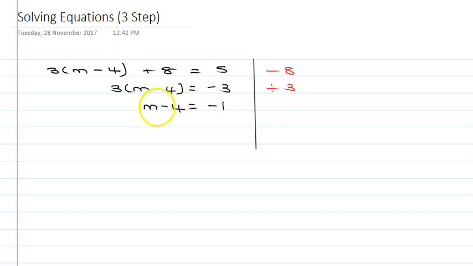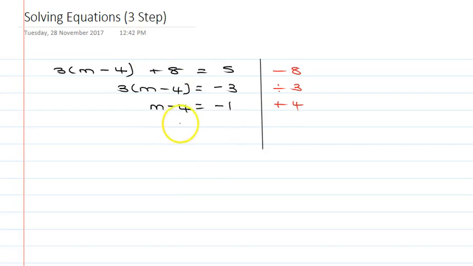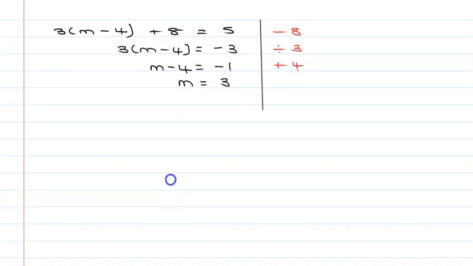My final step to leave m on its own is to add 4 to both sides. And remember, you're doing the inverse operation. So m equals minus 1 plus 4, which is 3. And as you can see, there's the three steps that we went through to solve the equation.